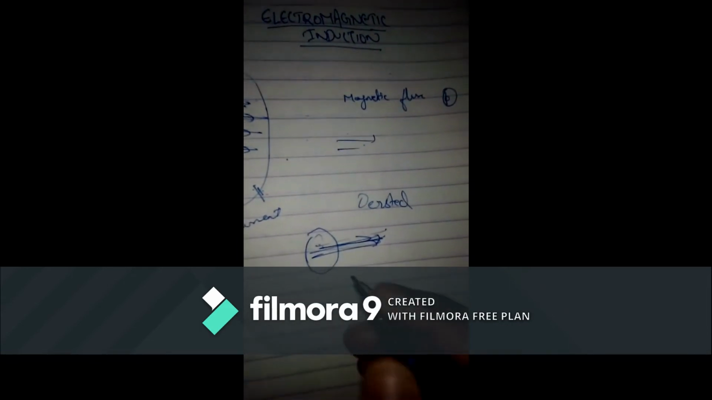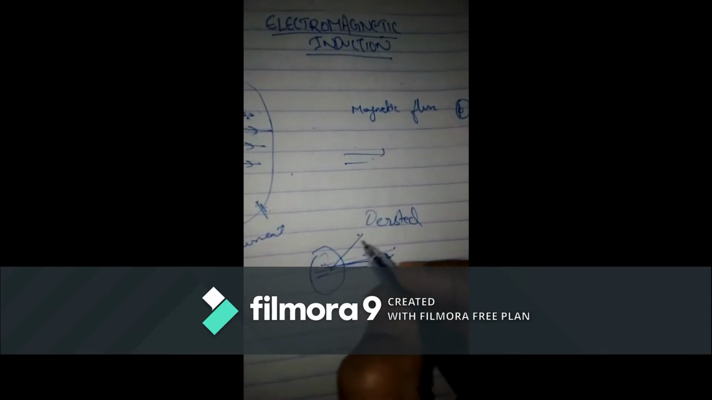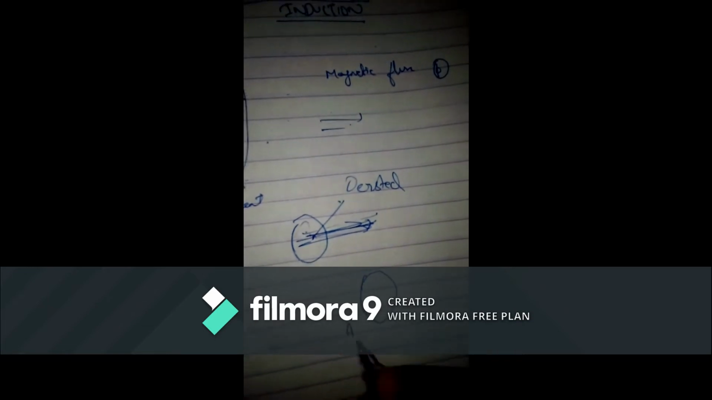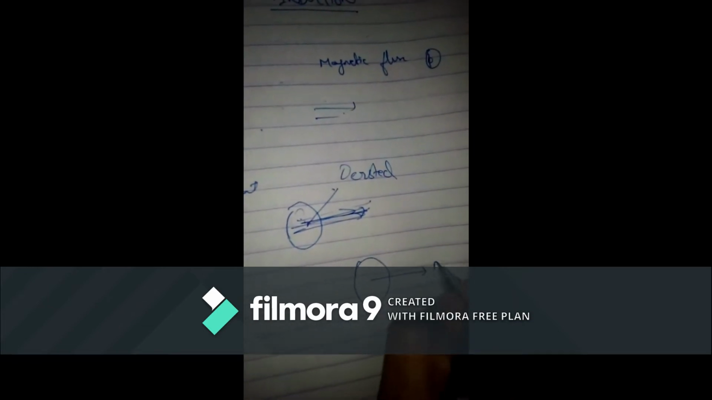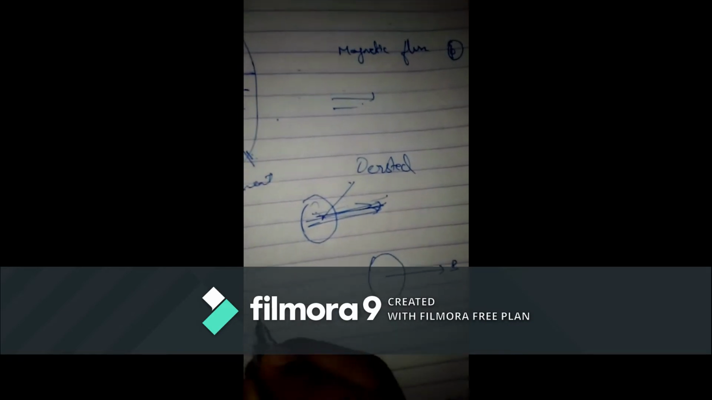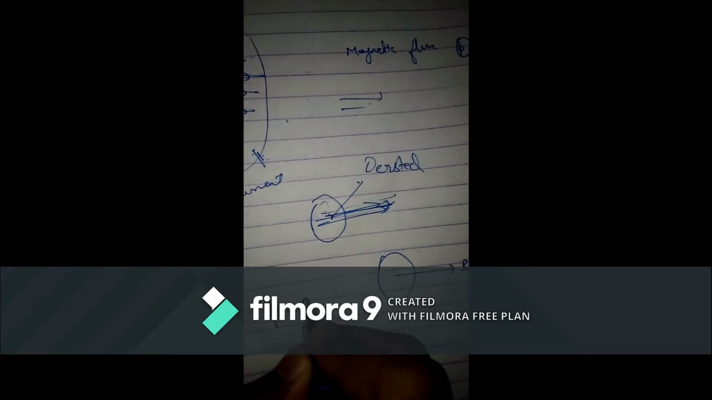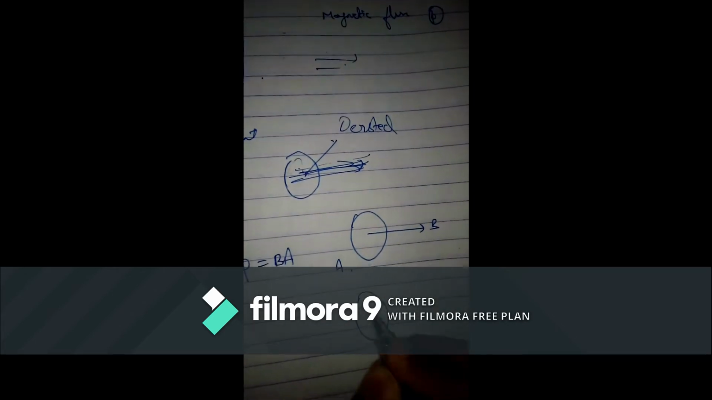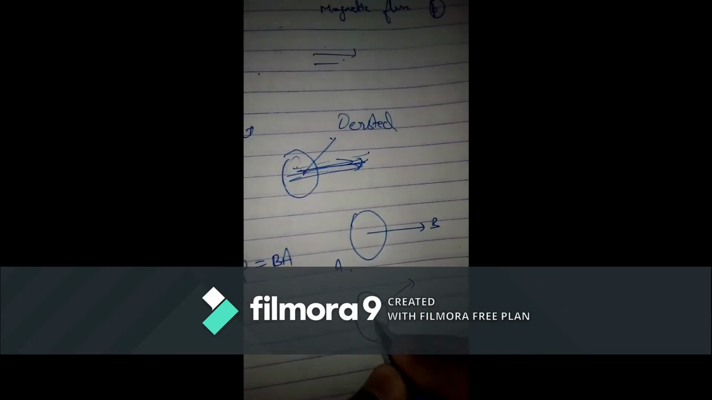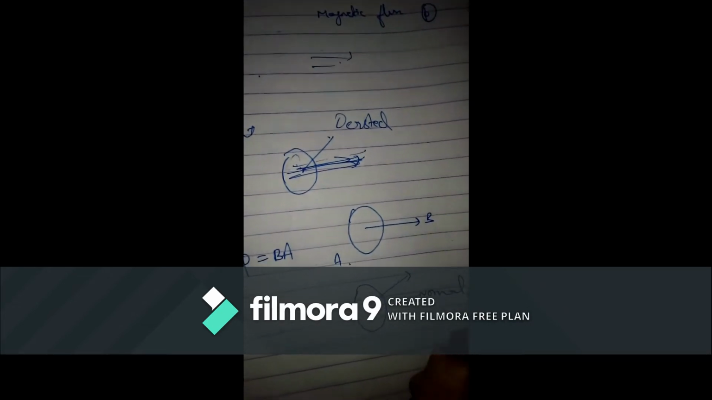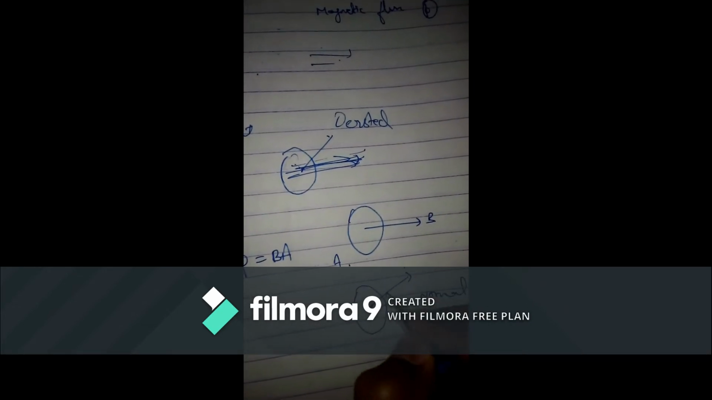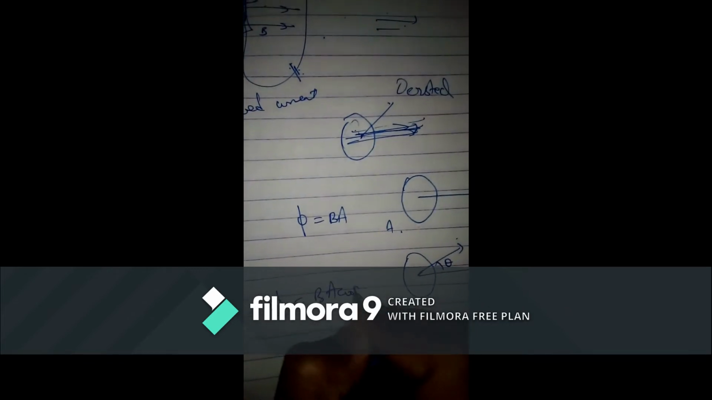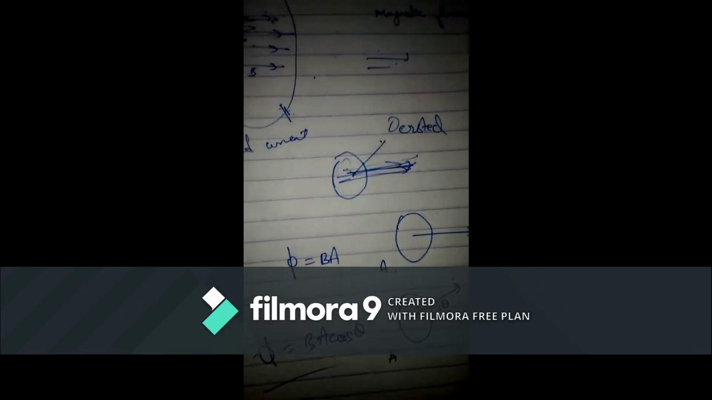So when it is passing, making an angle theta with the, now suppose this is a surface of area A. Now suppose the magnetic field B is passing through this surface area, then its magnetic flux will be phi equal to BA. Magnetic flux will be B into A. But if the magnetic field is making an angle theta with the normal, then the flux will be BA cos theta. This is the basic concept.